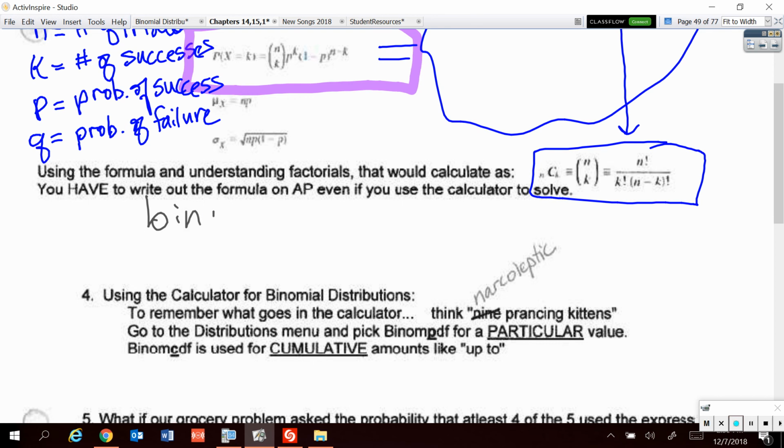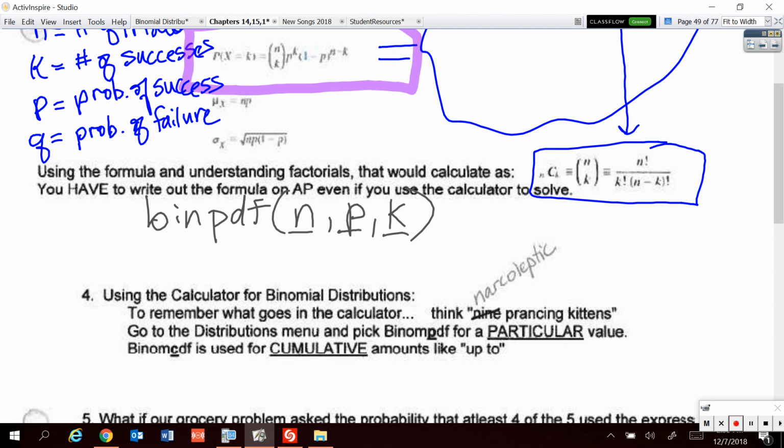Binomial PDF of NPK. Now, some of you have updated calculators, and you have an updated operating system, and it will prompt you for these letters, the number of trials, the probability of success, and the number of successes. But for those of us who have old operating systems and it doesn't prompt us, we need to remember NPK.